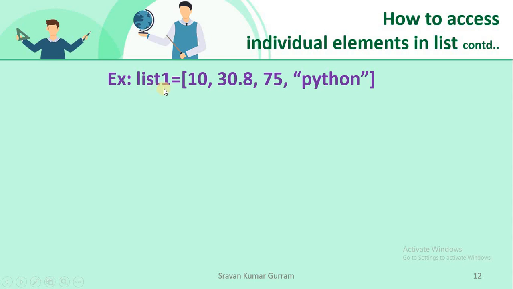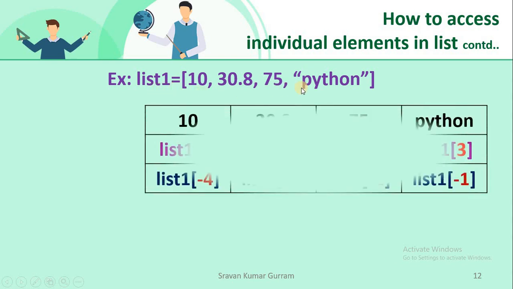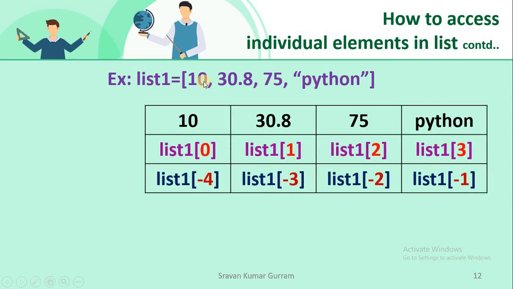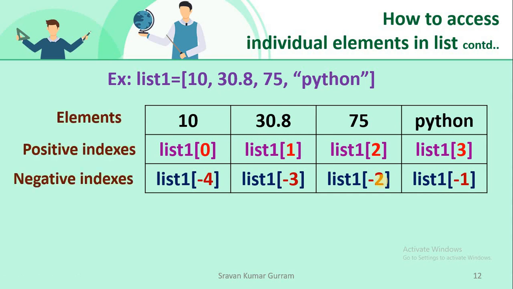See the example, list1, assignment, and these are the elements of my list. You can observe the first one is integer type, the second element is float type, the third is integer, and the fourth one is string type. Let us see the examples for better understanding.